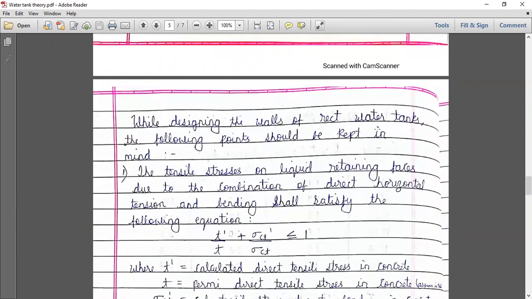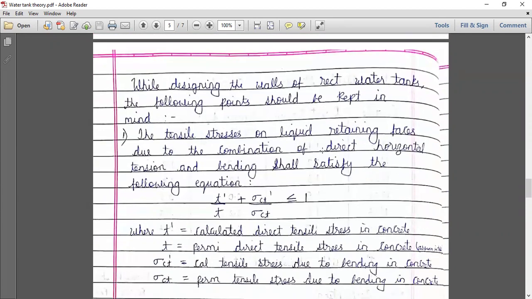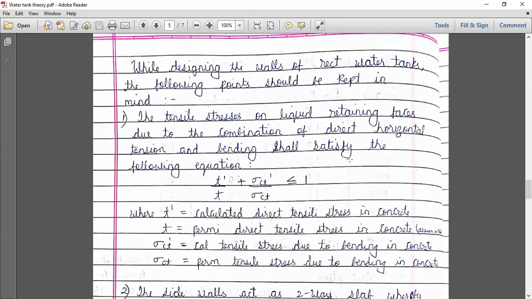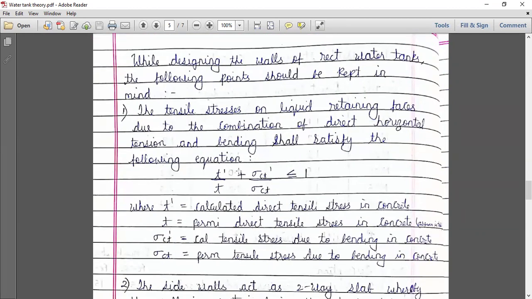While designing the walls of the rectangular water tanks, the following points should be kept in mind. The tensile stresses on liquid retaining faces due to the combination of direct horizontal tension and bending shall satisfy the following equation. Whenever we are designing the water tank, you should understand what forces are acting. Basically in a circular water tank, hoop tension will act and tensile stresses will act, correct? You should understand the combination of the forces acting: direct horizontal tension and bending. That should satisfy the following equation.